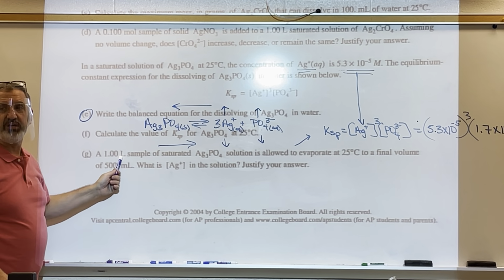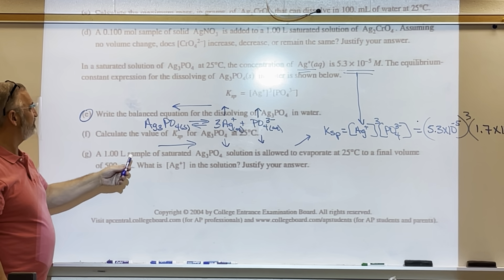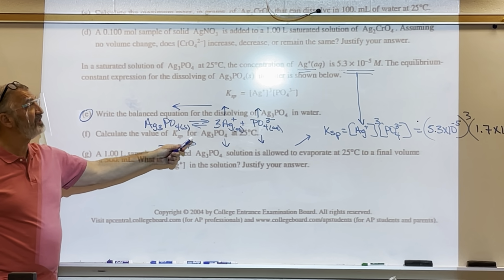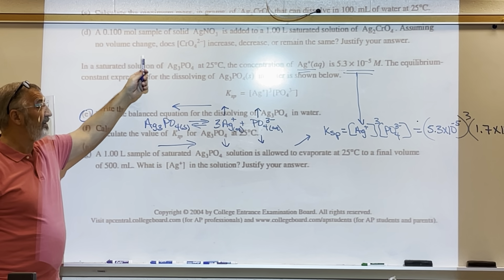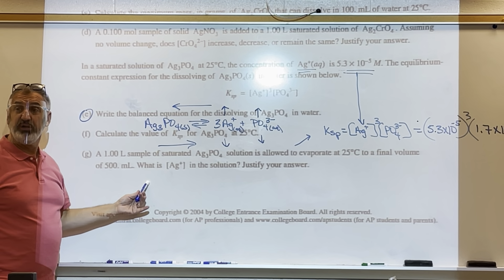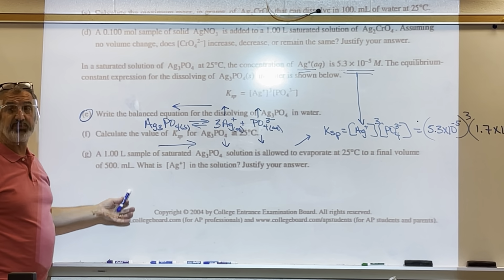Any questions on this? This has a common ion problem. It's calculate Ksp from concentration. This is calculate concentration from Ksp. So we have 1, 2, and 3 type problems here. We don't have will a precipitate form or which will precipitate first, but we have all the other types and everything in between asking about Ksp.